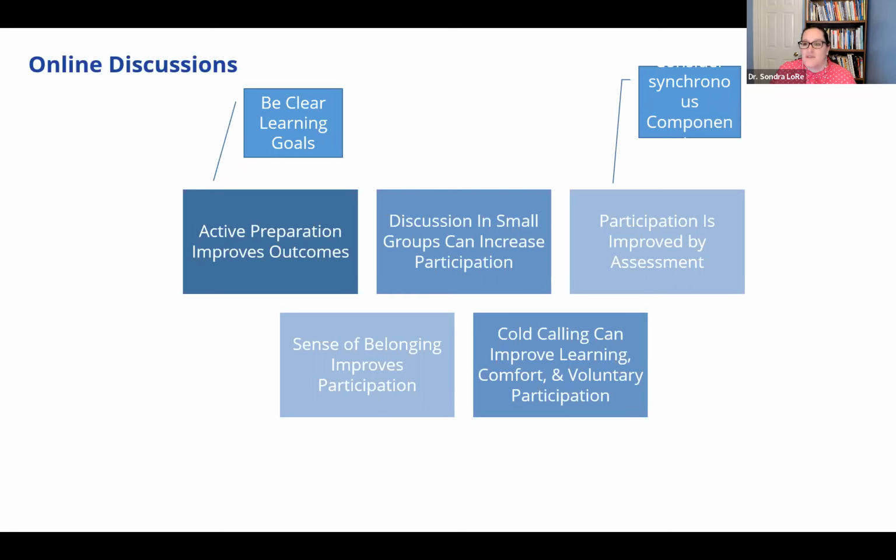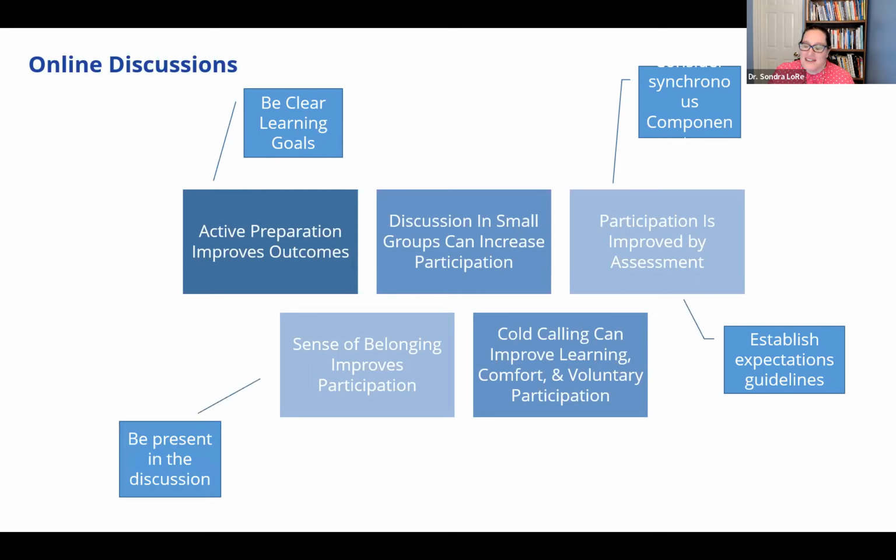Think about synchronous versus asynchronous components and what that's going to look like. Try to include as many synchronous or live opportunities as possible, because participation is improved by some sort of synchronous component. So if there's an equitable way to infuse live virtual meetings into your course, that will increase discussion following or accompanying in an asynchronous manner. Establish clear guidelines. Again, those agreements that you form with the class at the beginning and revisit frequently, particularly in an online course, help increase engagement.